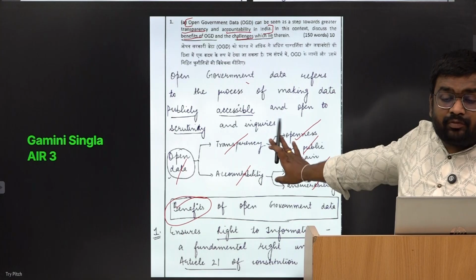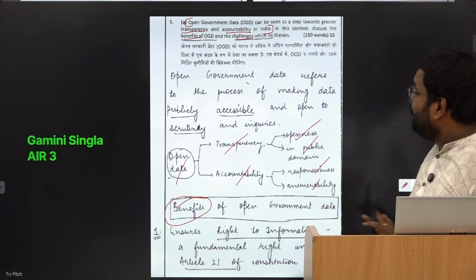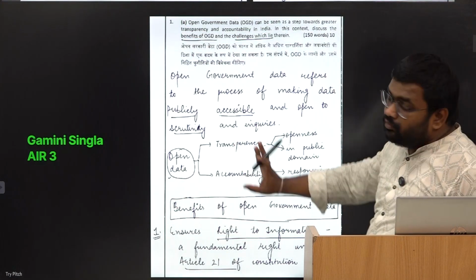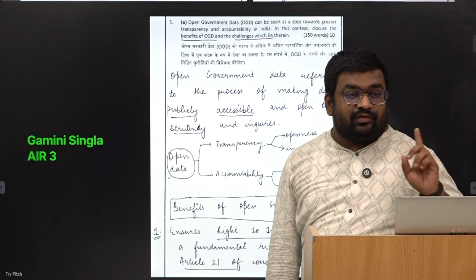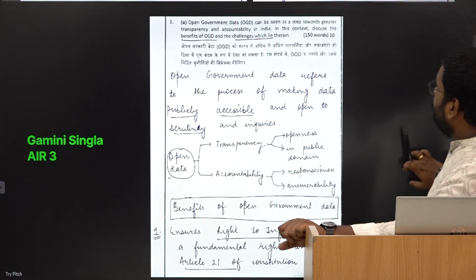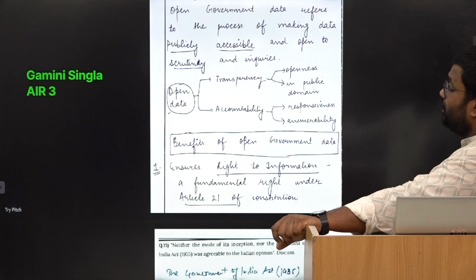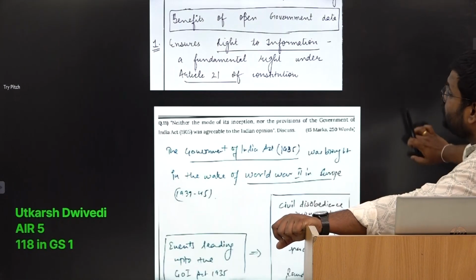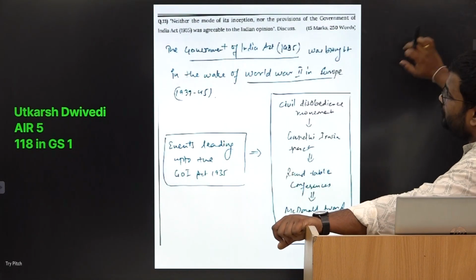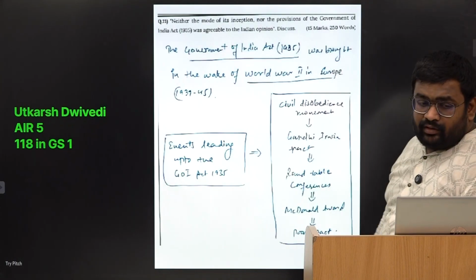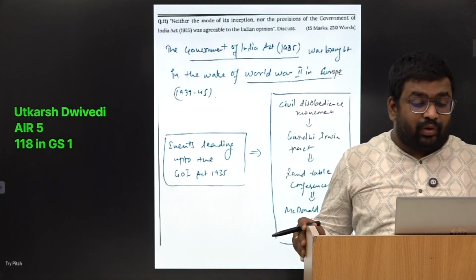Okay, so with the limited space, you can easily address your hidden demand using a flowchart. Okay, that is your first presentation aspect that you need to keep in mind. Secondly, these are the answers of Utkarsh Dwivedi. He had 118 marks in GS1.